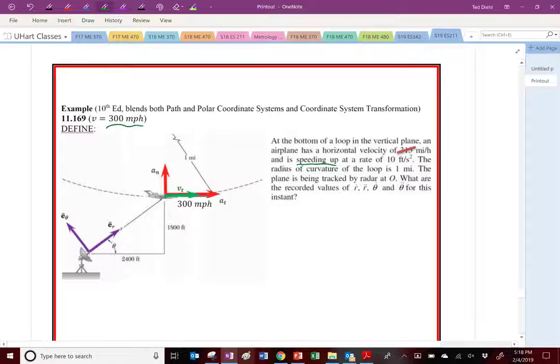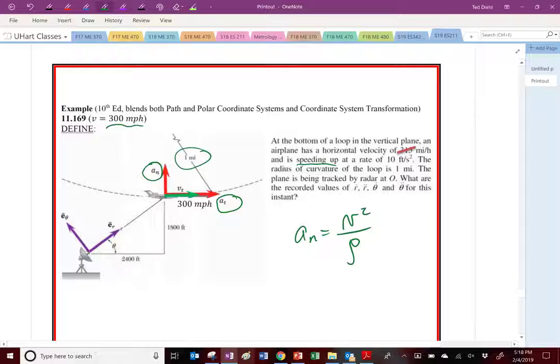It's speeding up. That's a particular kind of acceleration. That's the tangential acceleration, right? That's speeding up. But it's in a loop, therefore it has normal acceleration as well. We can find that normal acceleration, right, is going to be v squared over rho. And the radius of curvature is 1 mile.